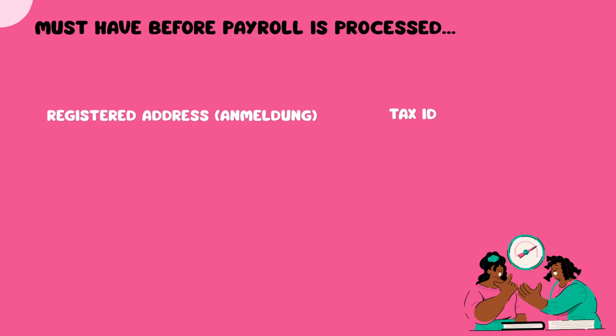You might have heard the word Anmeldung a lot in your first days in Germany, and this is actually the very first step when you come to Germany. Once you are registered, your tax ID is issued by the German tax authorities and sent by post to your registered address. Without an Anmeldung, you generally won't receive your tax ID.